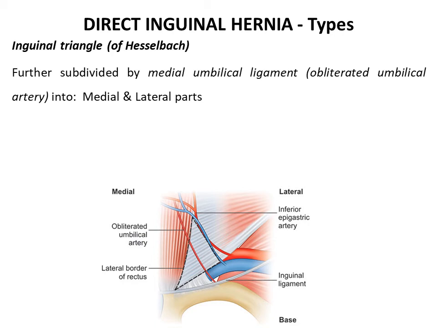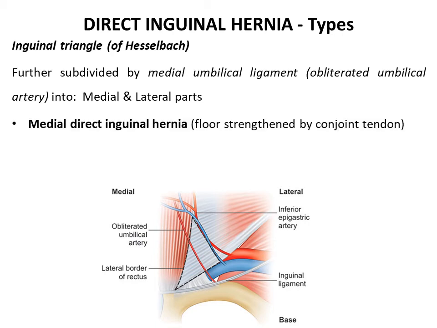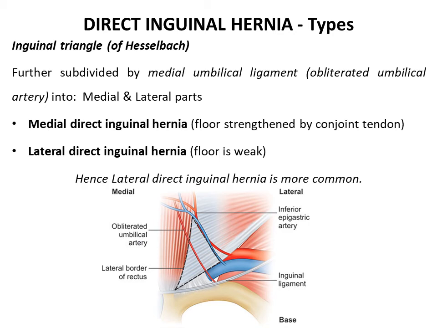Thus, the direct inguinal hernia can be further subdivided into medial direct inguinal hernia and lateral direct inguinal hernia. In case of the medial direct inguinal hernia, the floor here is strengthened by the conjoint tendon. However, the lateral part of the floor is weak. Hence, a lateral direct inguinal hernia is more commonly seen.